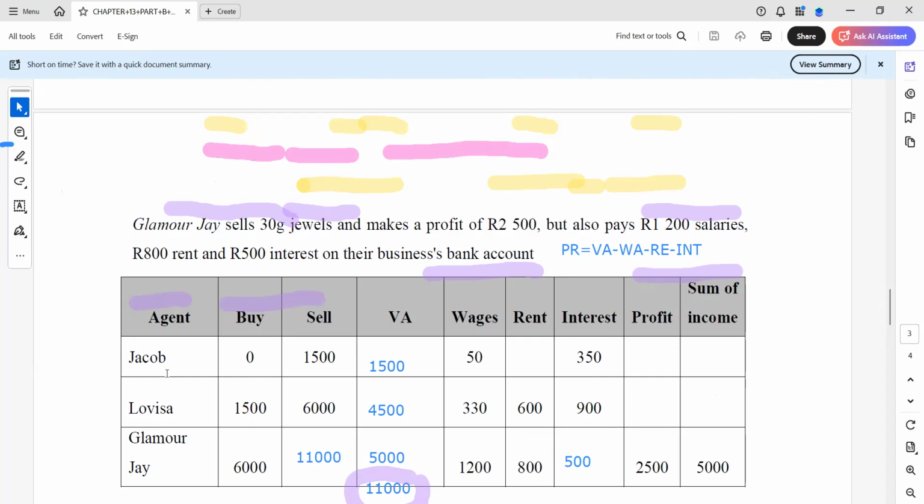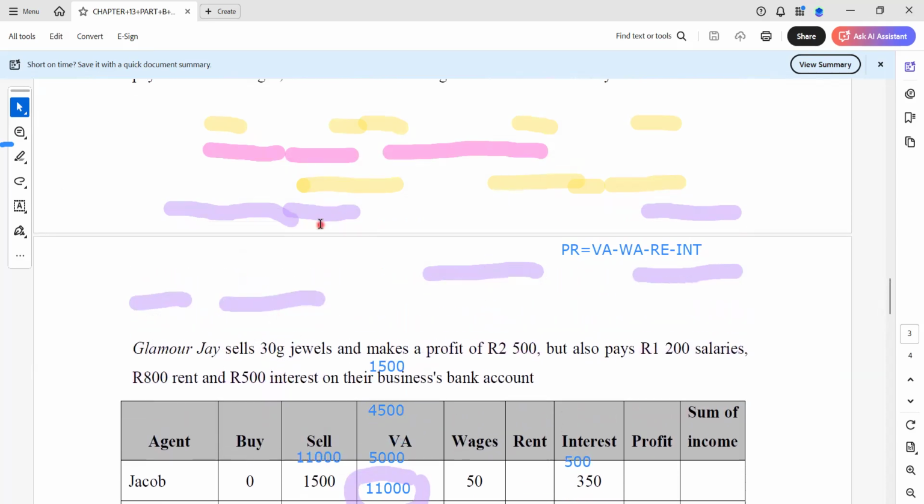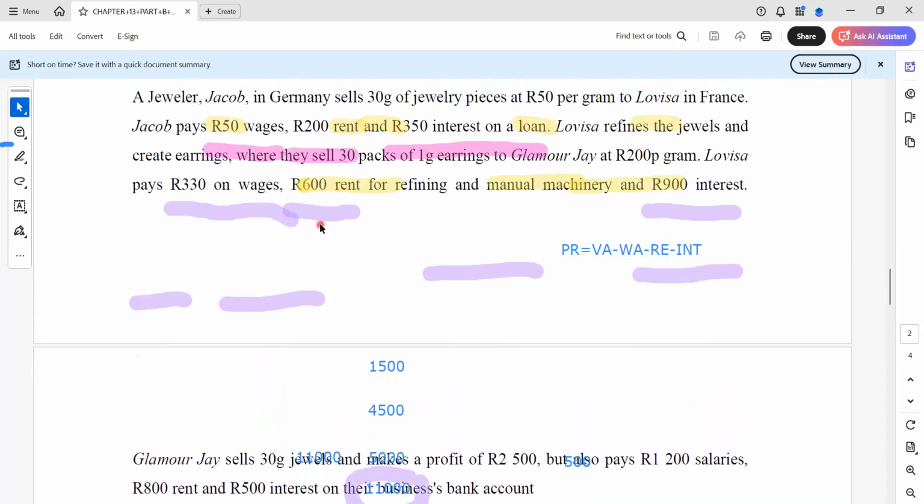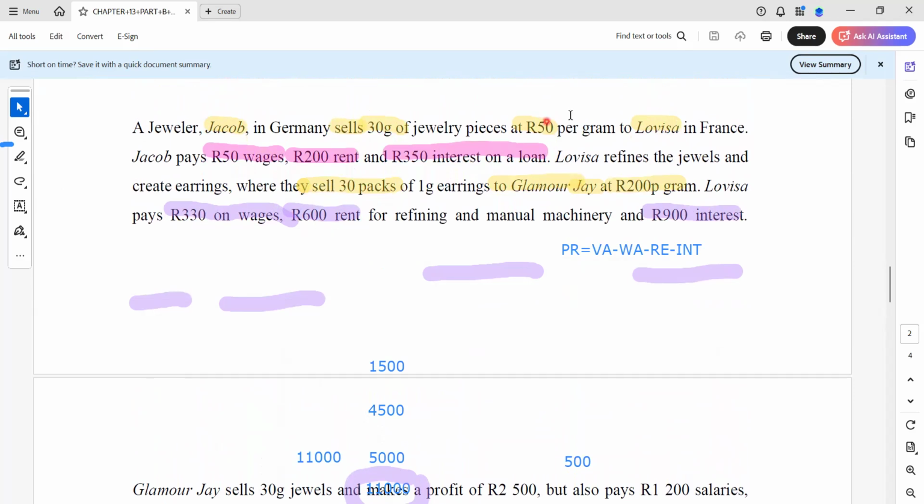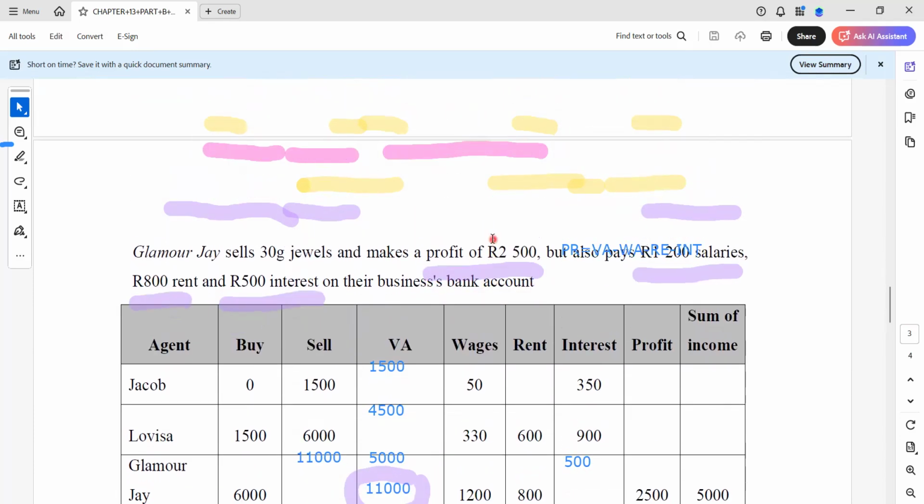So we have Jacob here. Let's just read the amount that Jacob paid for wages and rent and so on. Jacob pays 50 rand for wages, 200 rand for rent, and 350 for interest. So let's record for Jacob. 50 rand for wages, yes, and then 200 rand for rent. So we just have to record the 200 rand for rent.